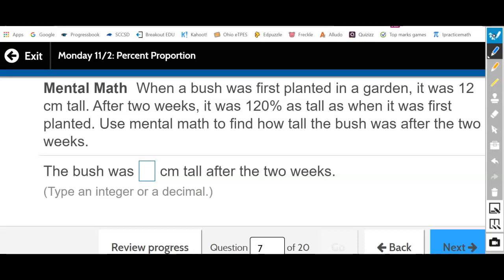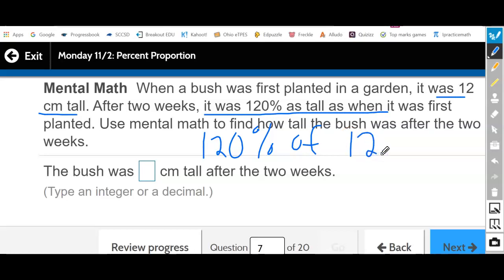So we planted this and we started at 12 centimeters tall. After 2 weeks, it was 120% as tall as when it was first planted. So this is 120% of what? We have to be able to look at these and decipher what goes where. 120% of 12, right? Because it's 120% as tall as when it was first planted, and it was 12 centimeters when it was first planted.